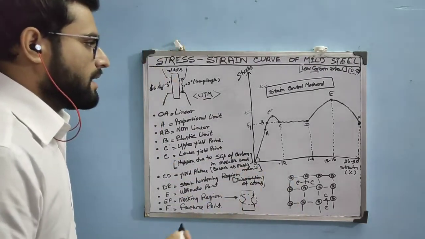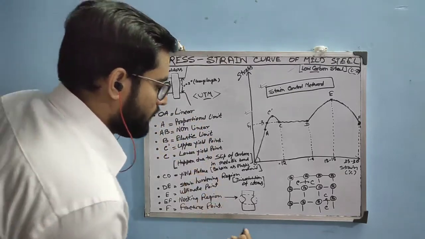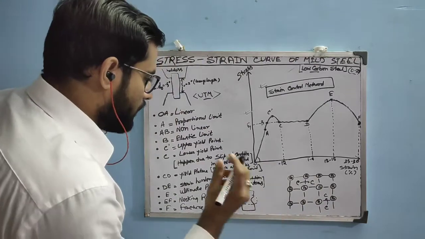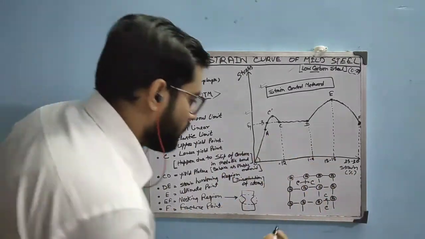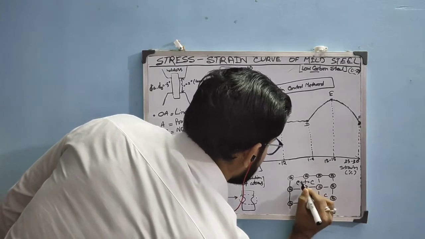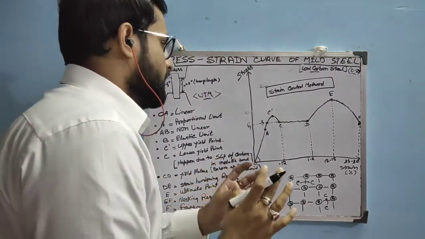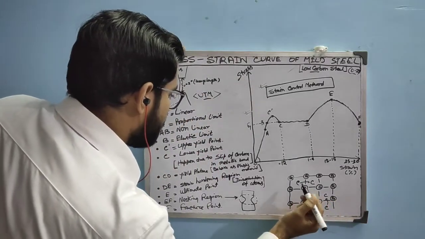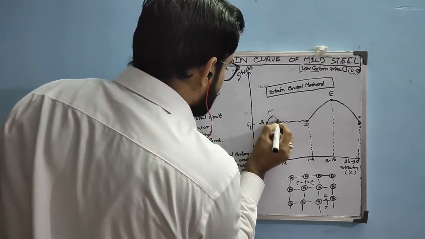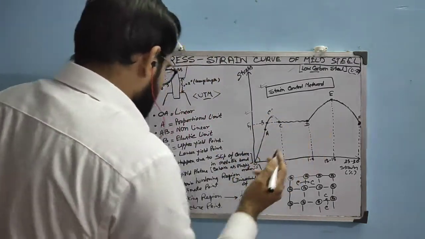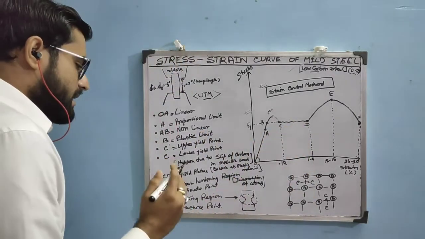Here we all know that mild steel is a low carbon steel, and because the carbon content is very low, the voids in the metal are more, so the carbon atoms jump from one void to another void. This carbon is here, and it jumps from this point to this point, due to more voids in this metal. This jump is also seen in the stress. After that, the region CD is called the yield plateau.